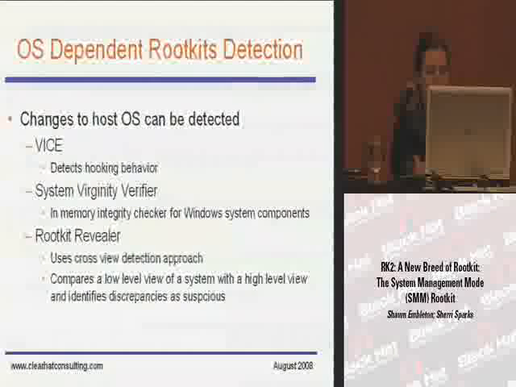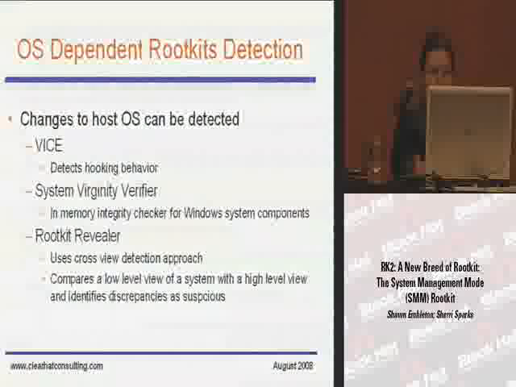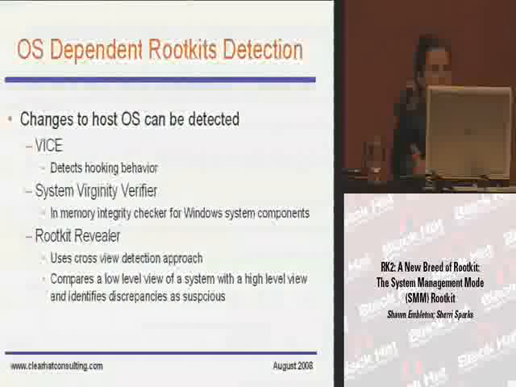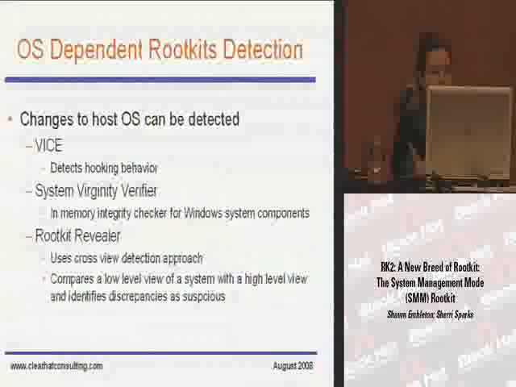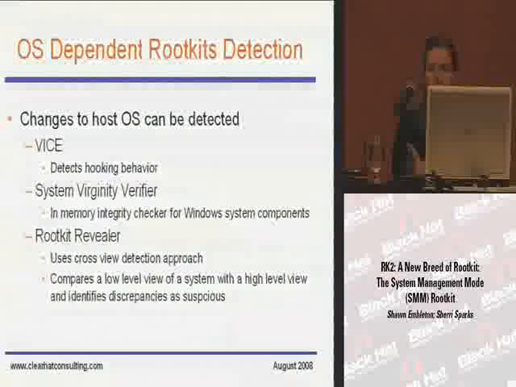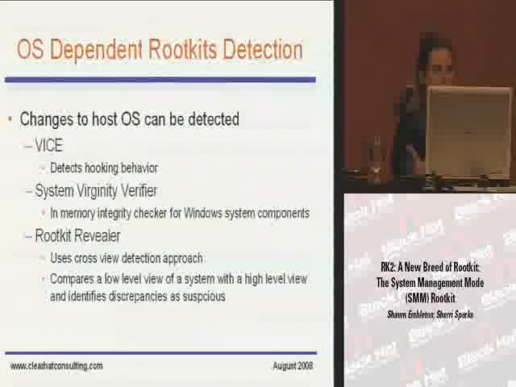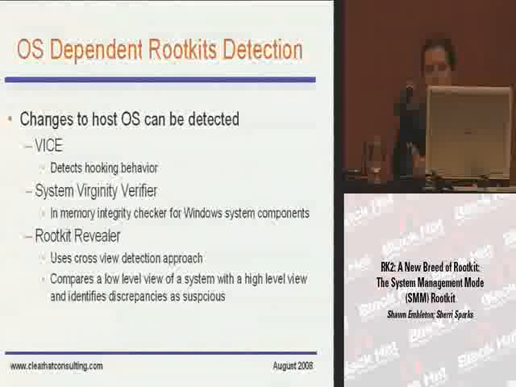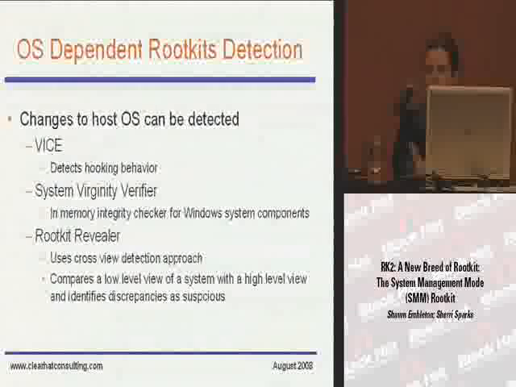System Virginity Verifier was developed by Joanna Rutkowska. It's another approach. Her tool operates as a sort of memory integrity checker for Windows system components. Then there was Rootkit Revealer, which uses what was termed a cross-view detection approach. Cross-view detection basically compares a low-level view of the system with a high-level view. And so it asks the question two different ways, one at the high level, one at the low level. And if the answer that comes back is different between the two, then that would indicate possibly some suspicious behavior.